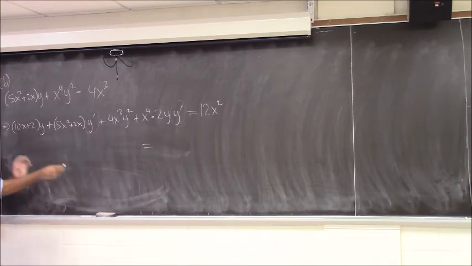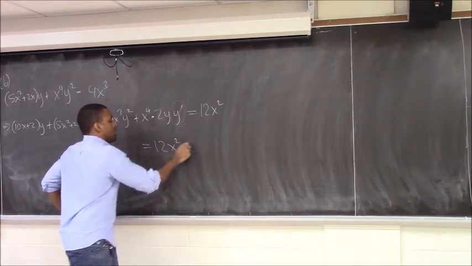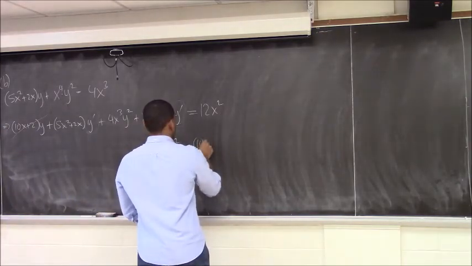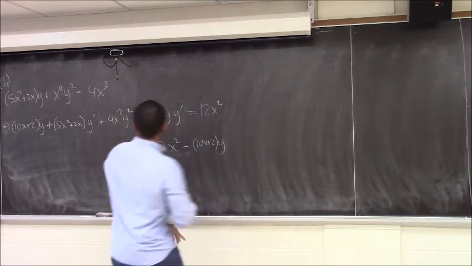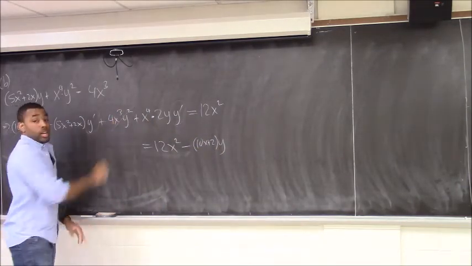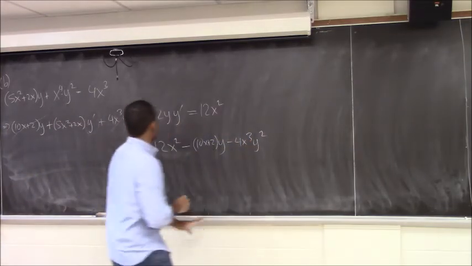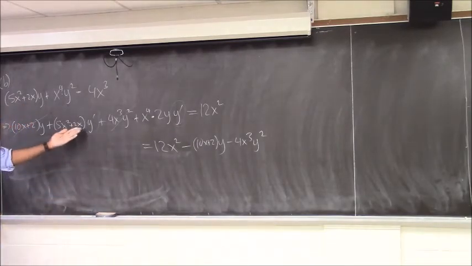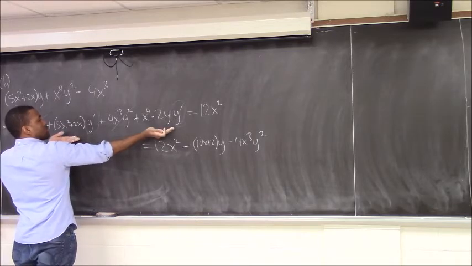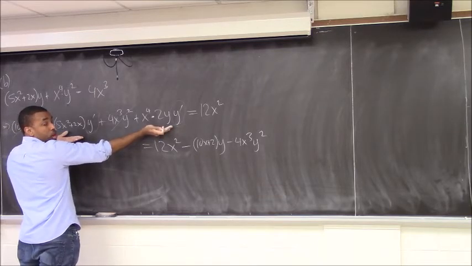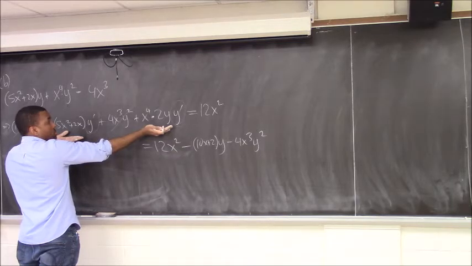So I have the 12x squared here. I would just subtract this guy. I would also subtract this guy. And that's it. Everyone else has a y prime in it, right? How do I deal with this, the left side? What would you do? Now we have this two left over. How do I get to the y prime? Can we combine them? How?